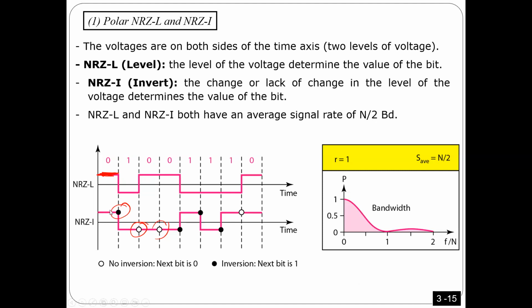For example, look here: this is high, and there is inversion here for sure. Because of this inversion, this one has to be 1. Here, there is no inversion, so this one is 0. Now, there is no inversion, so this is 0. Now, there is inversion, so this one is 1. There is inversion, it is 1. No inversion is 0, and so on.